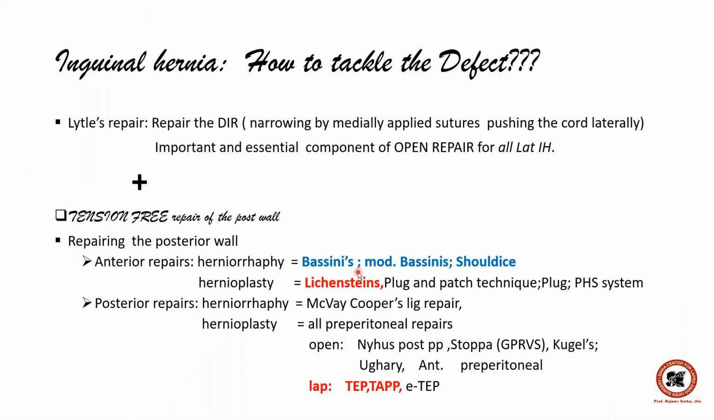You have to repair the DIR, especially in those cases where it is two or three fingers dilated. So how do you repair the DIR? Remember, the obliquity of the inguinal canal has to be maintained. So the repair of the DIR should always be from medial to lateral. That basically means the stitches should be applied from medial to lateral so that the cord is pushed more laterally and the obliquity of the cord is maintained. If you apply sutures from lateral to medial, you push the cord more medially.